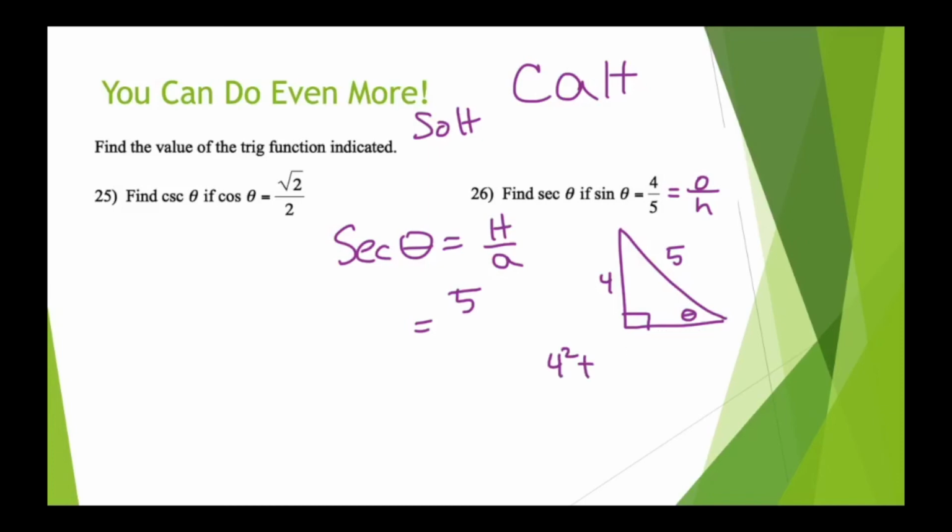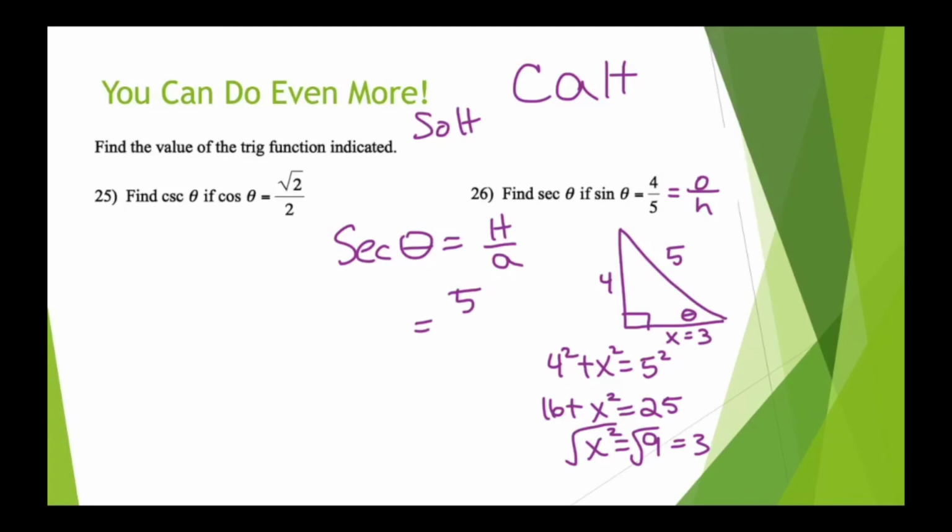4 squared plus x squared equals 5 squared. 4 squared is 16, and 5 squared is 25. Subtract the 16 over, and we get 9. The square root of 9 is 3.